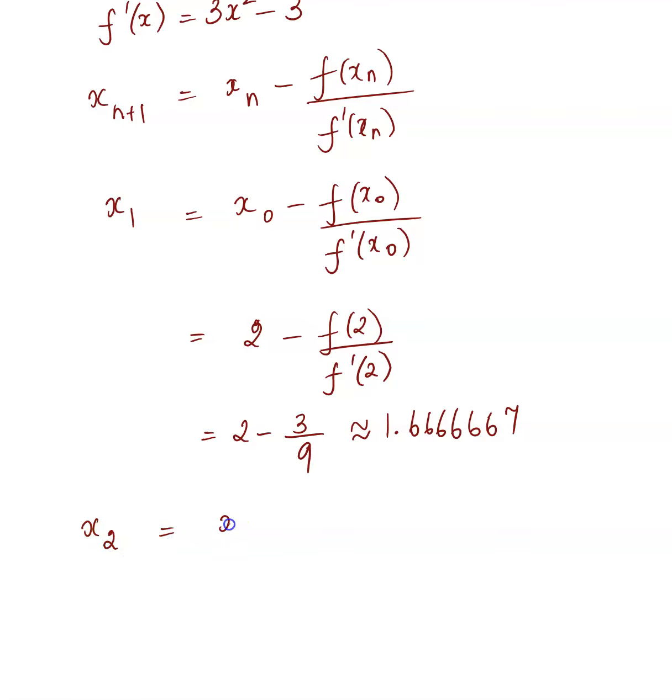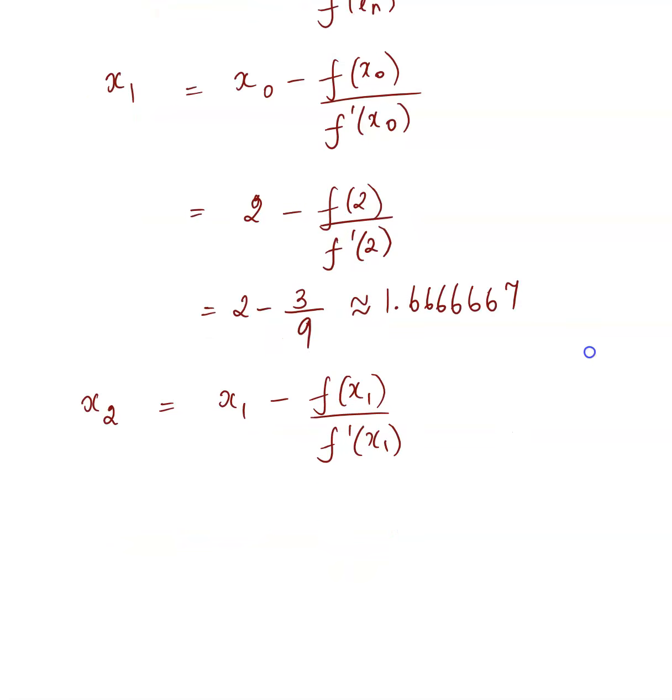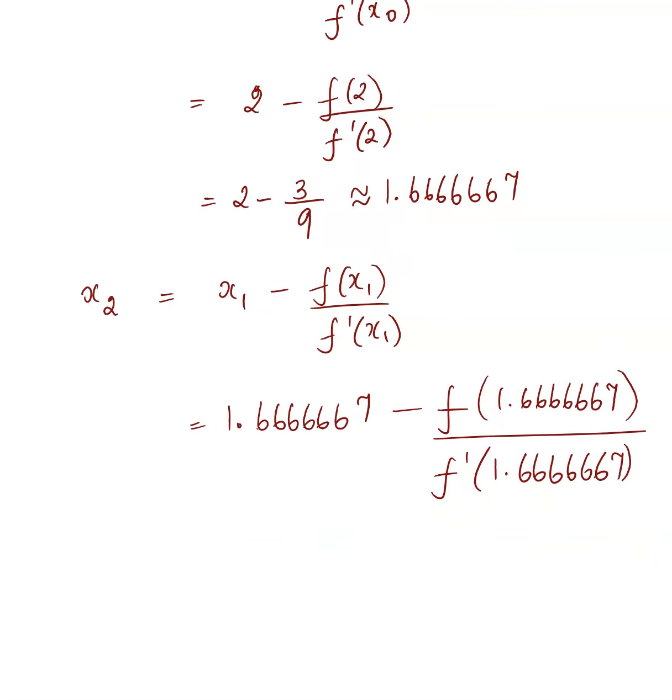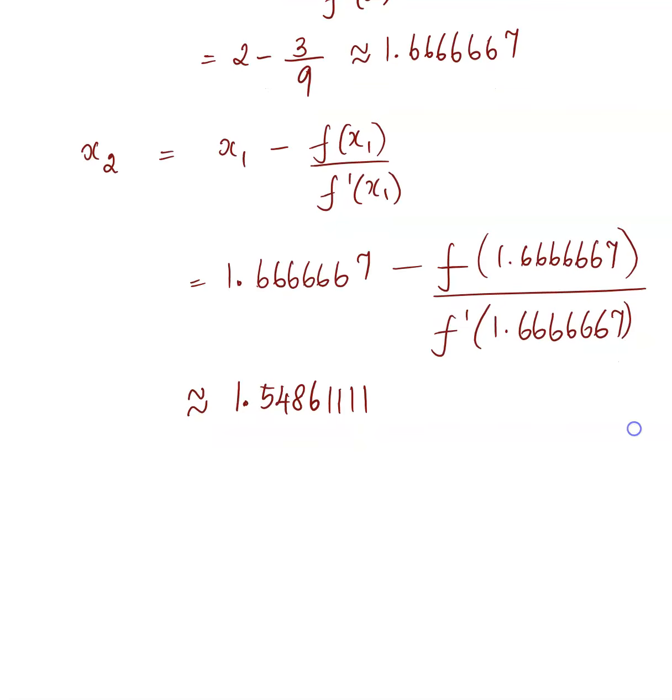So x2 will be x1 minus f of x1 over f prime of x1. You can immediately see how it becomes challenging without a calculator. That is approximately 1.54861111. Okay, so we found x1, x2, now it's x3.